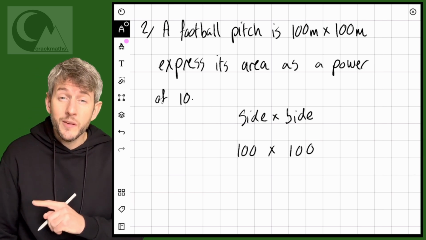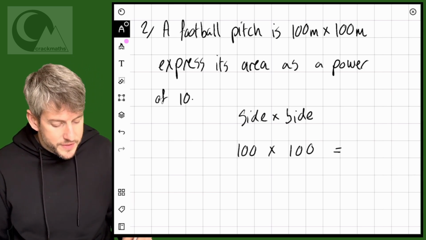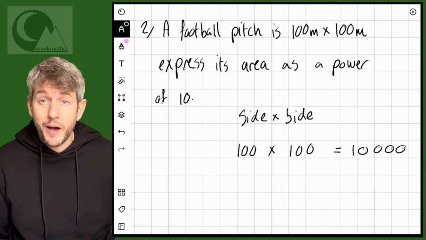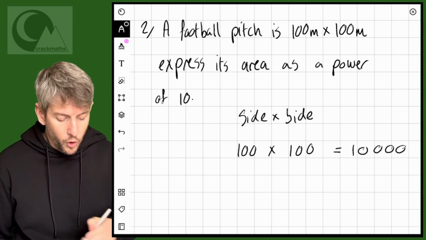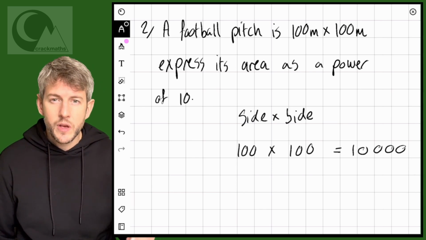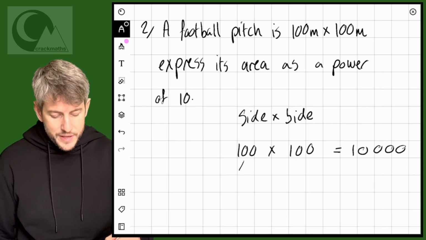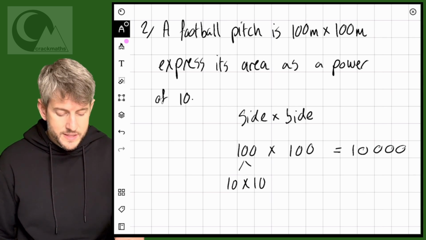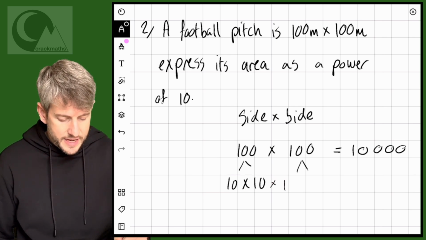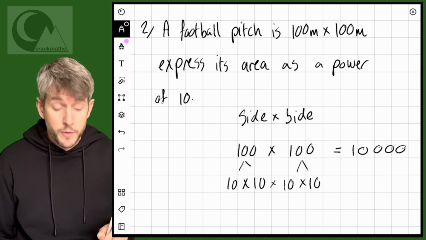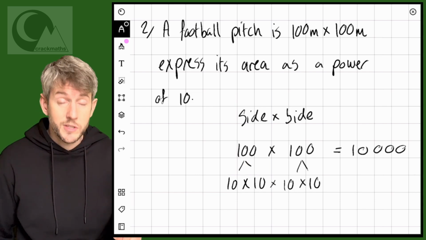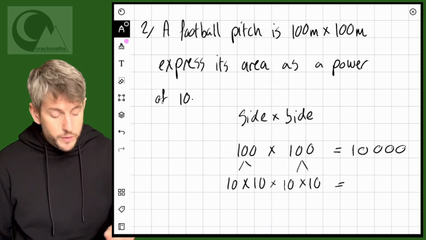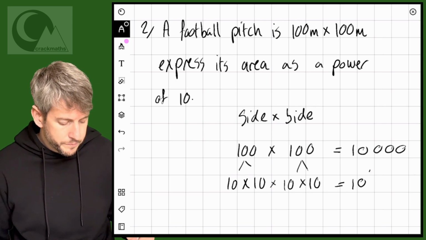Now we've got options here. What we can do is either just multiply this all together and think about this as being 10,000, and then try to think about what this would be as a power of 10. Or we can break down these hundreds, because we might know already that these hundreds are actually both 10 times 10 in themselves. So 100 breaks down to 10 times 10. So the area of this football pitch, which is 100 times 100, is actually the same as 10 times 10 times 10 times 10. And this is going to equal 10 to the power of 4.